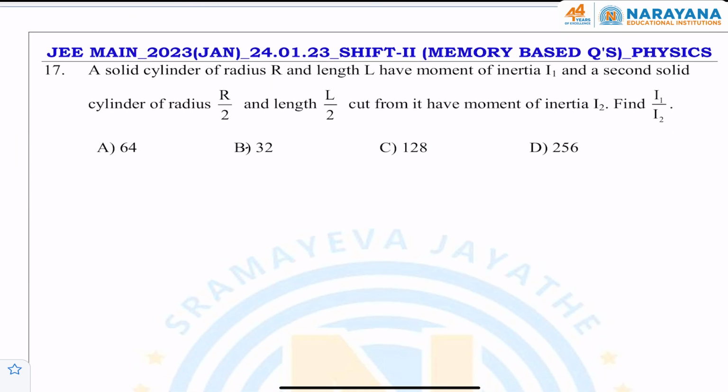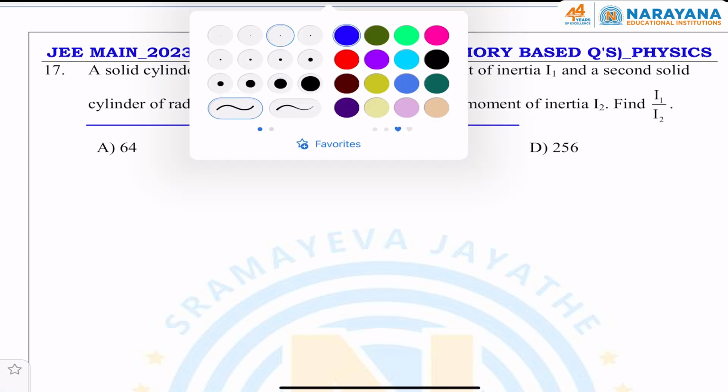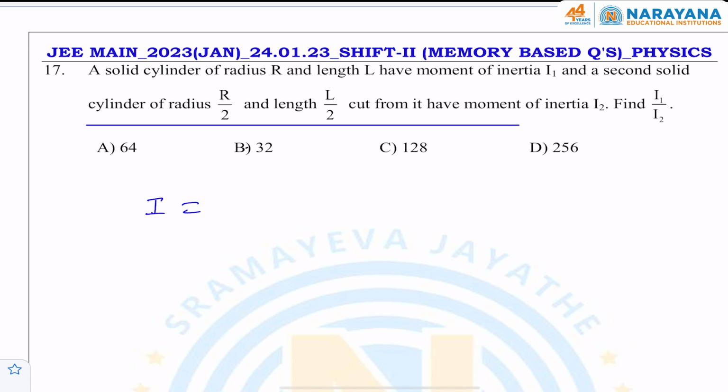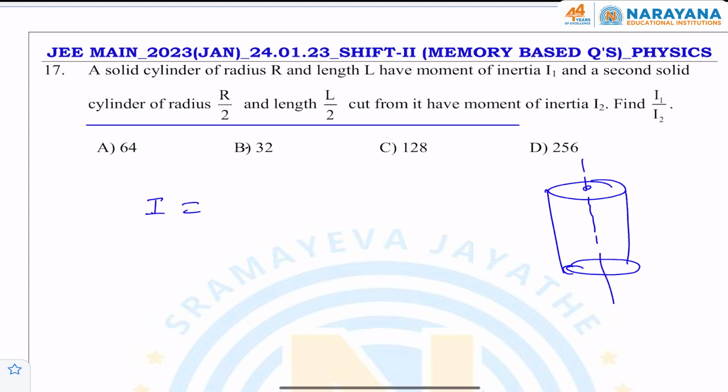Next, 17th question. A solid cylinder of radius r and length L has moment of inertia I1, and a second solid cylinder of radius r by 2, length L by 2, cut from it, has moment of inertia I2. Find I1 by I2. So here it is cut from the same cylinder, means we can write general expression for moment of inertia of a cylinder. If nothing is mentioned, we should assume the natural axis passing through center of mass, perpendicular to the plane of the flat surfaces, parallel to the axis of the cylinder.